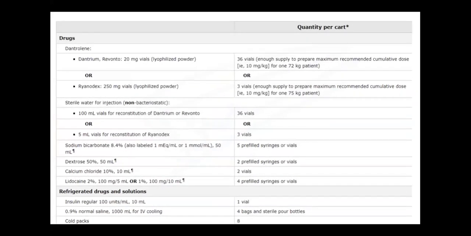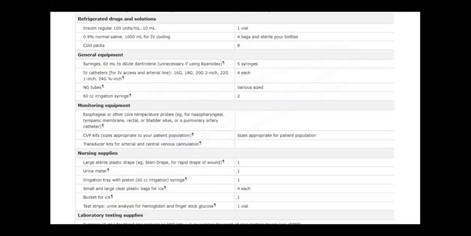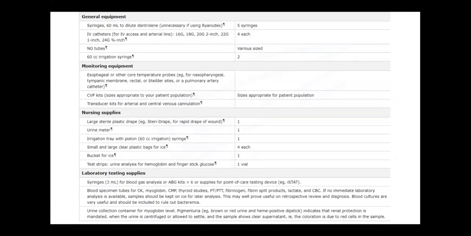And there is a list of things which are included in this card. So obviously, the first thing is dantrolene itself. There are two preparations, and I will talk about them in a little bit more detail because that's the most important part of it. It also needs soda bicarb, dextrose, calcium, lidocaine. Now these are for treating hyperkalemia and arrhythmias. Then we also need insulin and dextrose for treating them. Then just generalized equipment like syringes, IV cannulas, NG tubes for irrigation, syringes so that you can do cold lavage if required, and monitoring equipment.